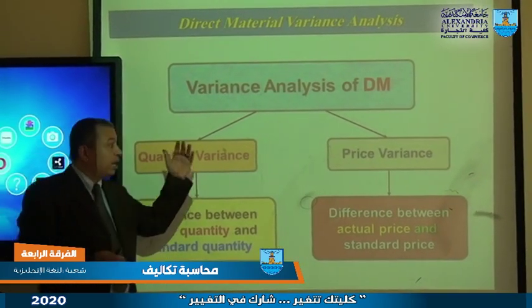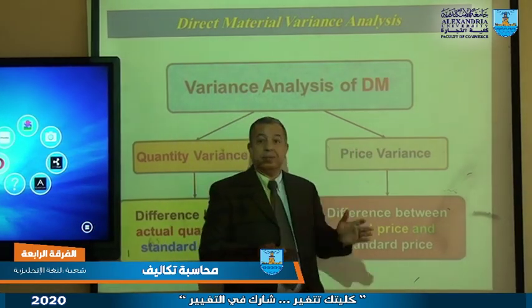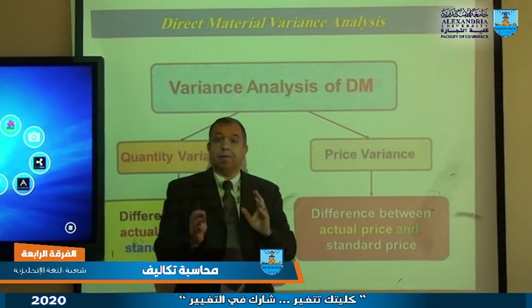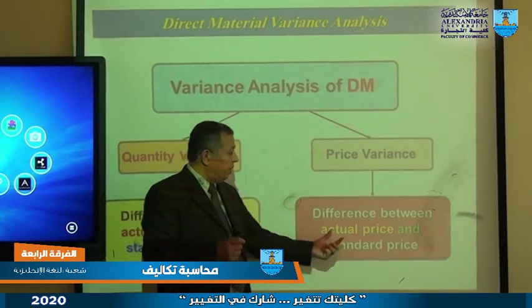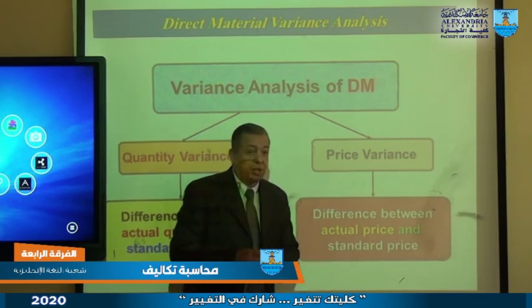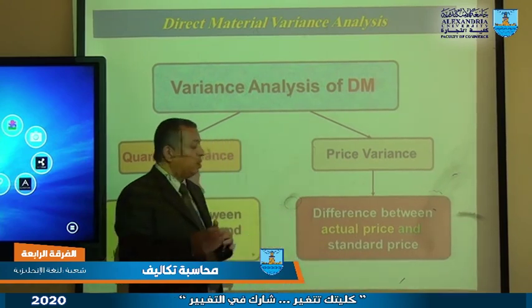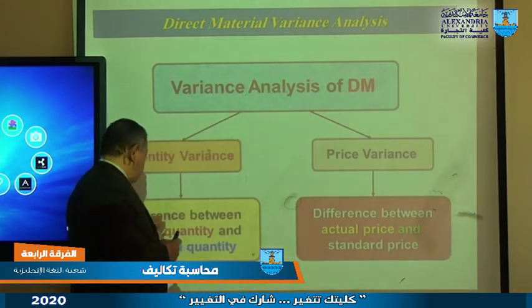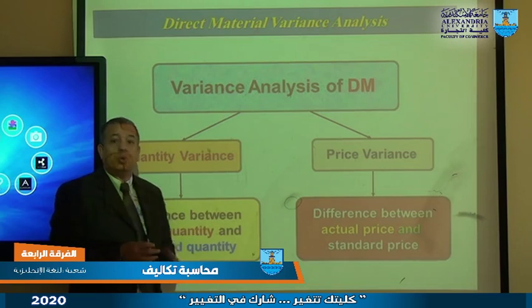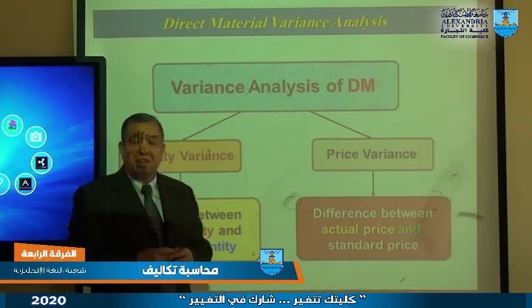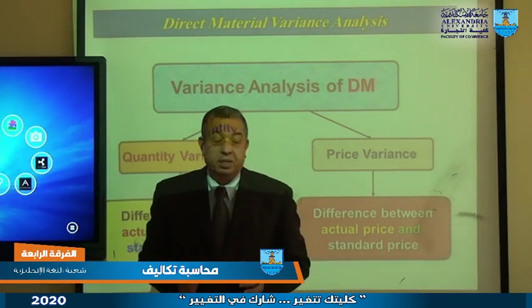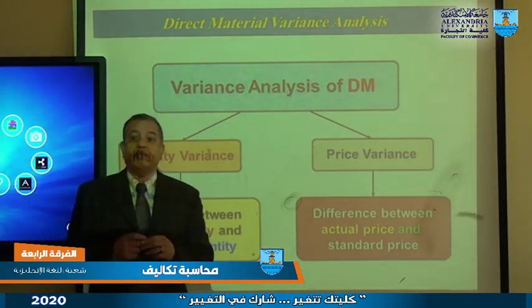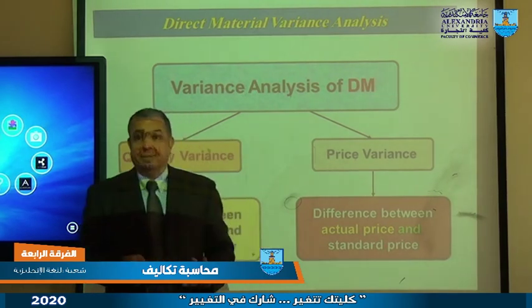Like quantity variance, we calculate also price variance. The price variance is calculated also by comparing between actual price and standard price. If actual price is more than standard price, or actual quantity more than standard quantity, we say we have unfavorable variance. But if actual price or quantity is less, we say we have favorable variance.